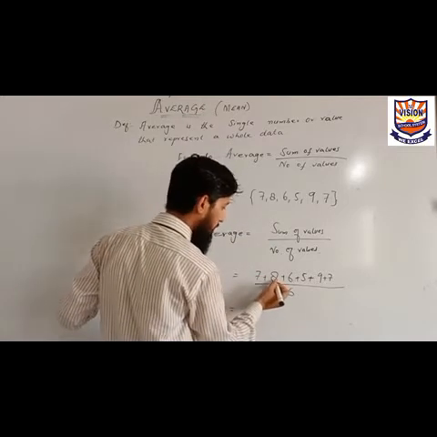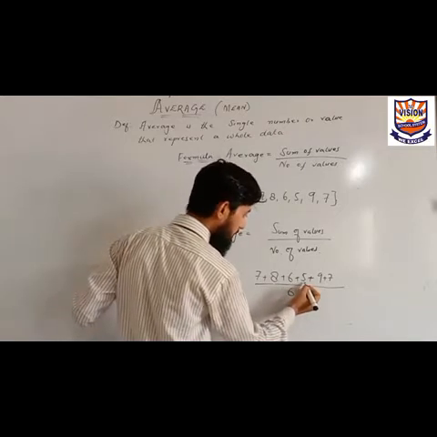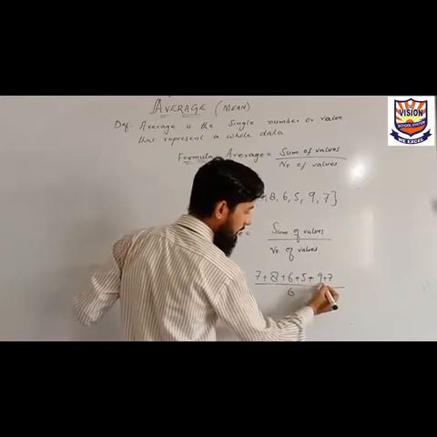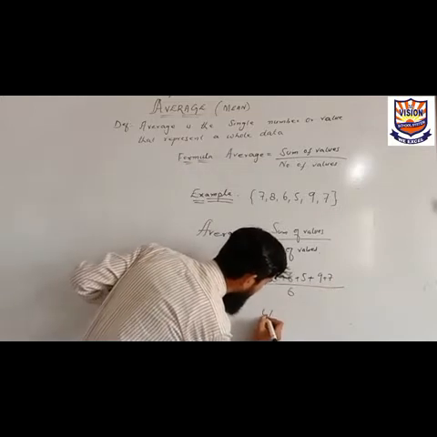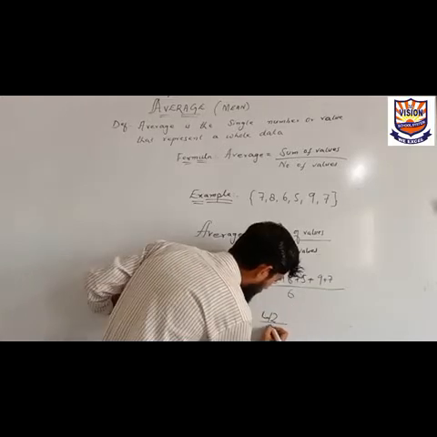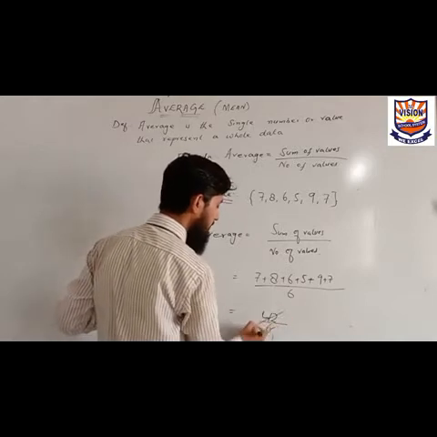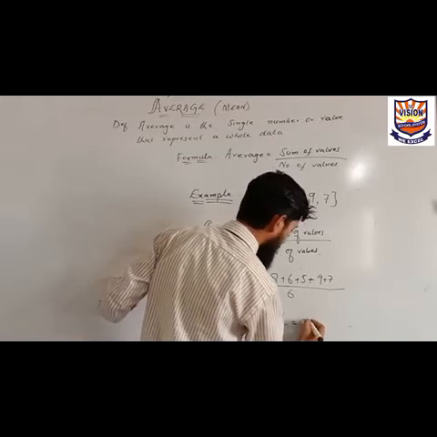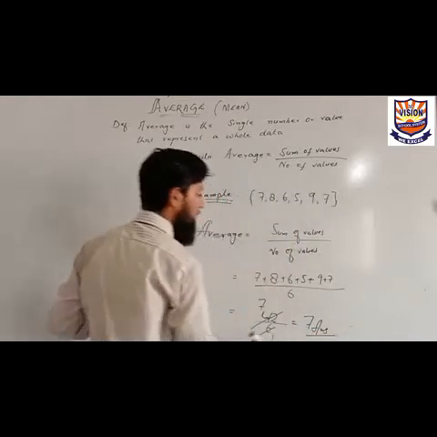7 plus 8, 15, 15 plus 6, 21, 21 plus 5, 26, 26 plus 9, 35, 35 plus 7, 42. 42 upon 6. Now divide 42 by 6. 6 1s are 6 and 6 7s are 42. So the average of these numbers is 7.